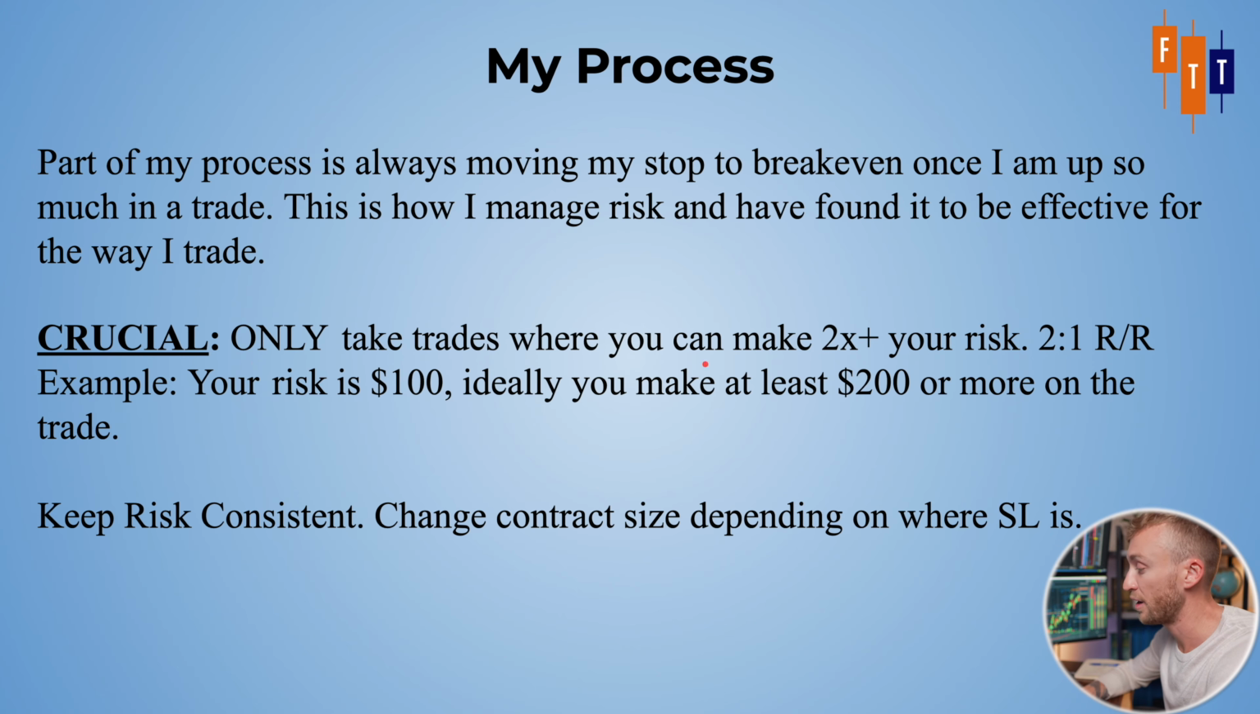And then only take trades where you can make two times or more of your risk. We call this a 2-to-1 RR, which is risk to reward. So for example, if you're going to risk $100 in the trade, ideally you need to make at least $200 or more on the trade. If you can only make $30 on that trade, then you shouldn't take the trade. Even if you think it's a guarantee, you shouldn't take the trade because you're risking 100 to make 30. And over 100 trades, you're going to have a losing strategy and you're going to have a depleting account.